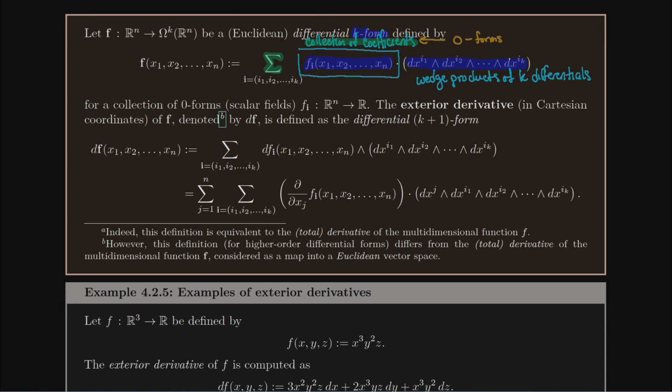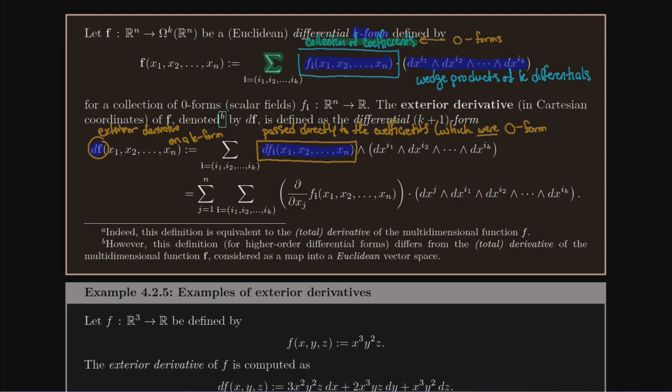And because we just decided how to compute the exterior derivative on zero forms, it turns out when we compute the exterior derivative on any form, we're just going to pass it directly onto the zero forms. So you compute the exterior derivative on a k-form, it passes exactly onto the coefficients, passes directly to the coefficients, which were zero forms, right? Which were, not anymore, but they were zero forms.